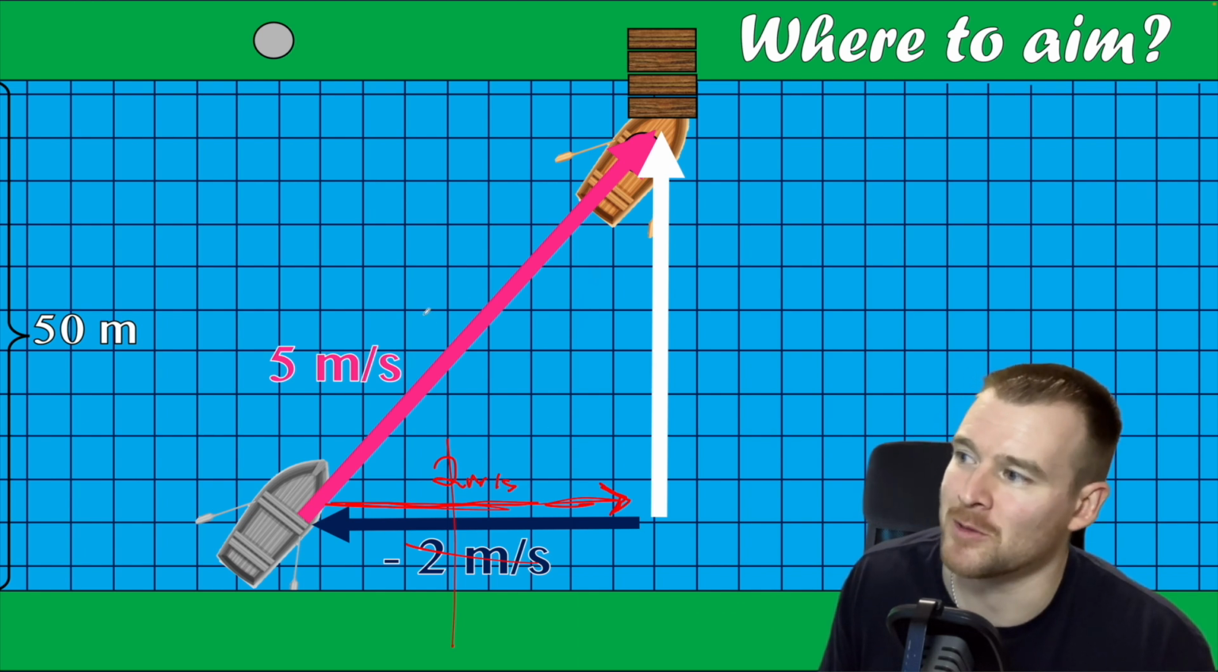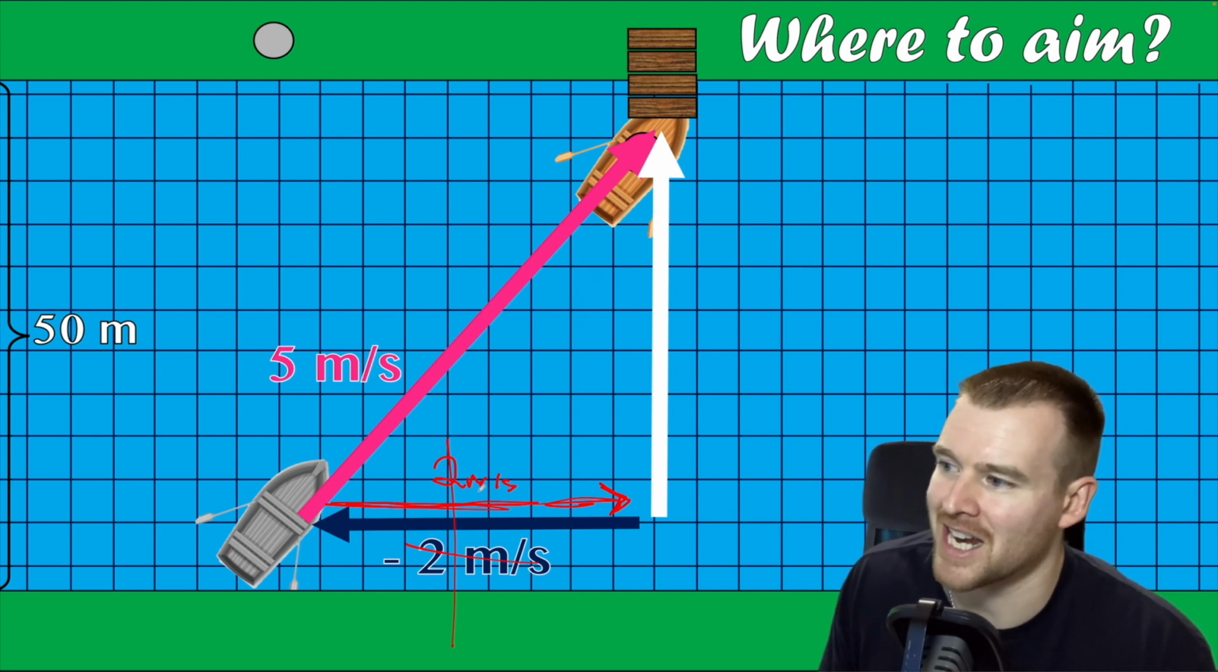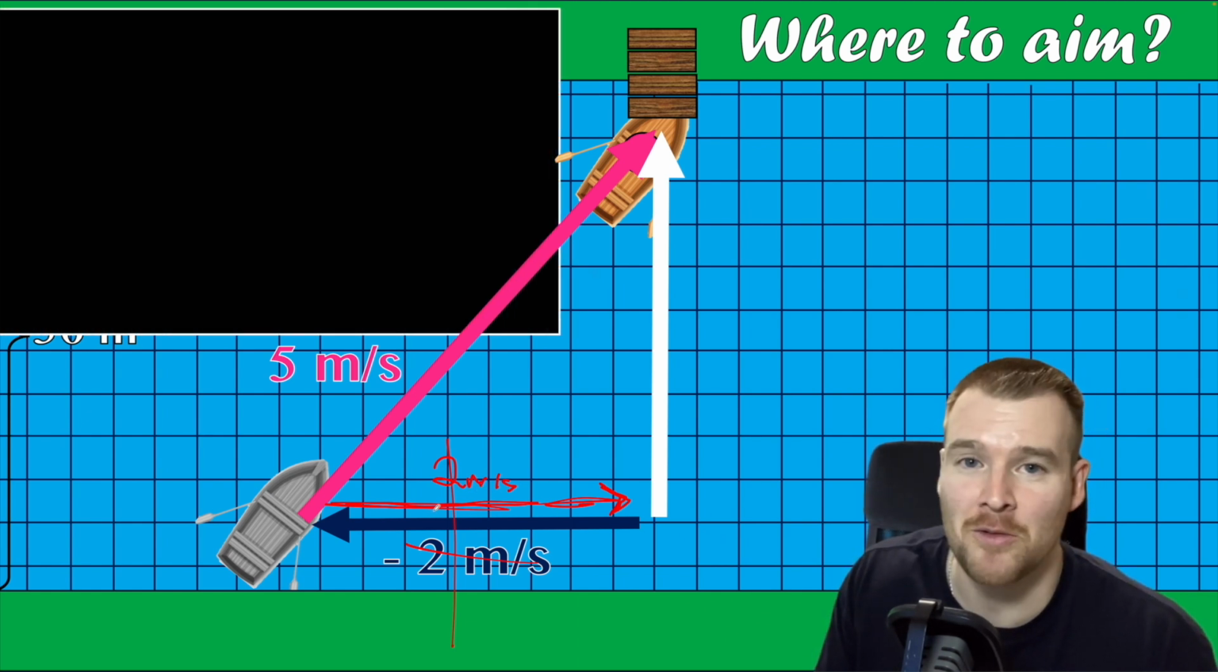Okay, so how much do I have to tilt this pink arrow so that it cancels out the 2? Well, we're going to use, again, this right-angled triangle, and we're going to do some trig.